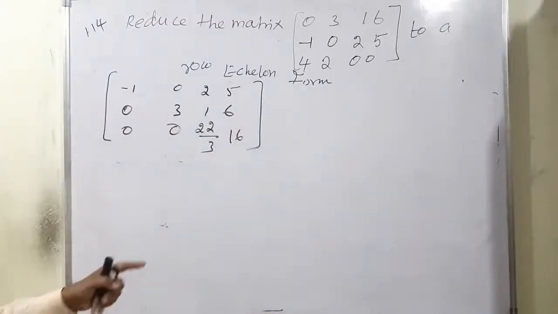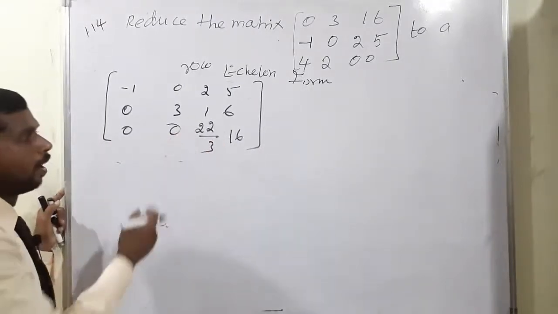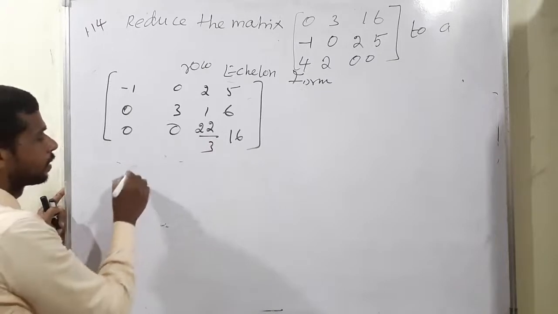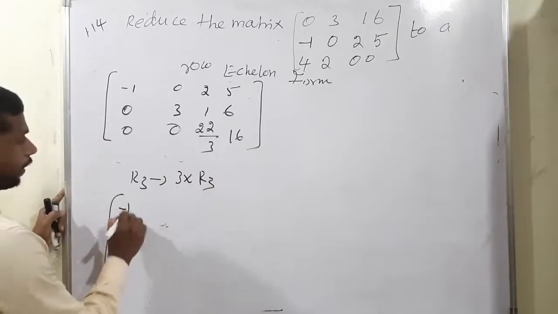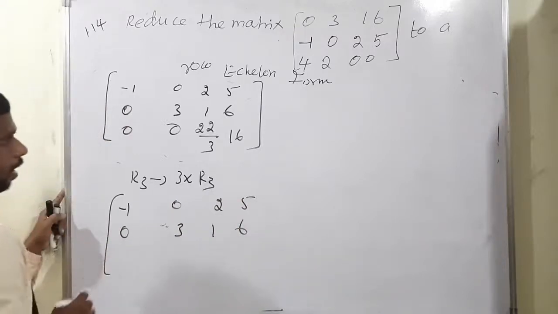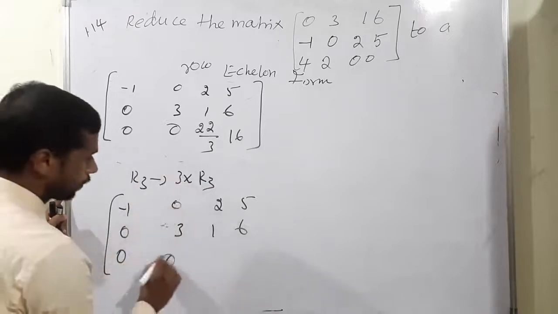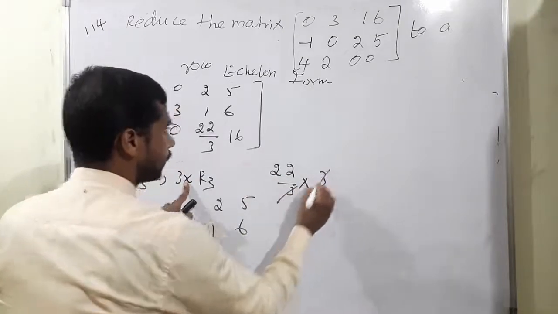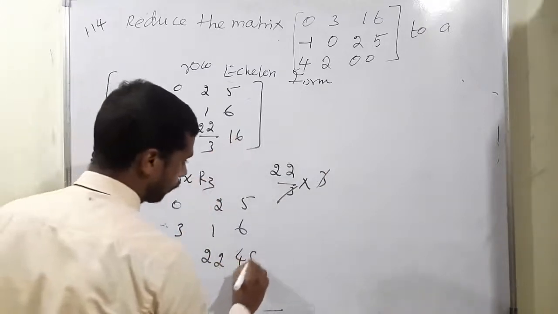Next step, actually the term will be correct row echelon form, but actually in the third row one fraction term is there. To convert to whole numbers makes it easy to show the answer. So each and every time, we multiply R3 by 3. R1, R2 as it is: minus 1, 0, 2 and 5, then 0, 3, 1 and 6. R3: 0 into 3 is 0, again 0 into 3 is 0. Next one, 22 by 3 into 3, the 3 cancels, value will be 22. Already 16 is there, 16 into 3 means value will be 48.